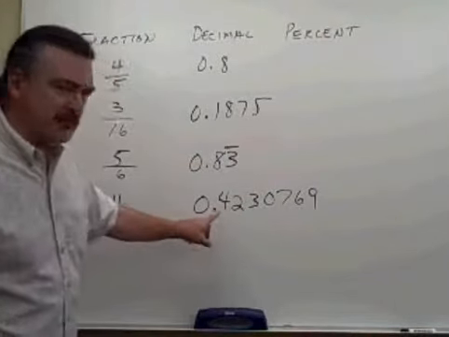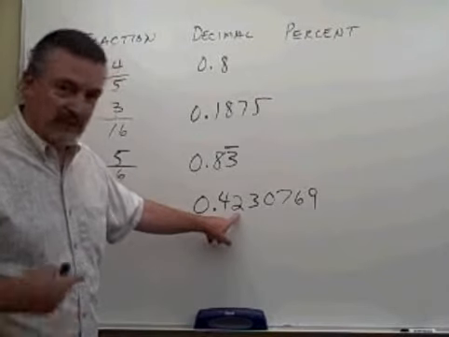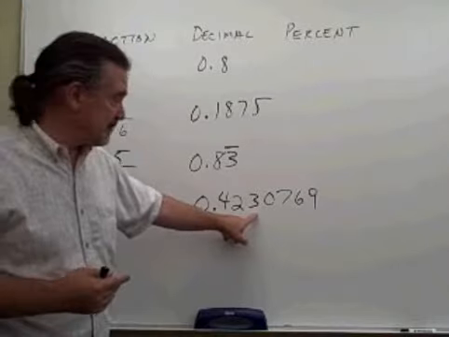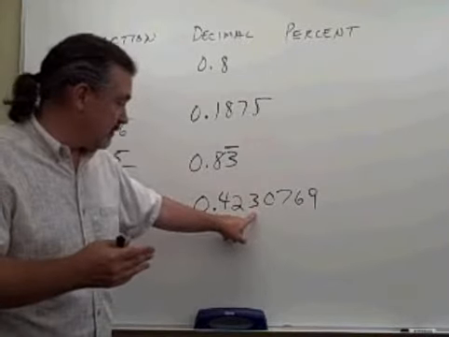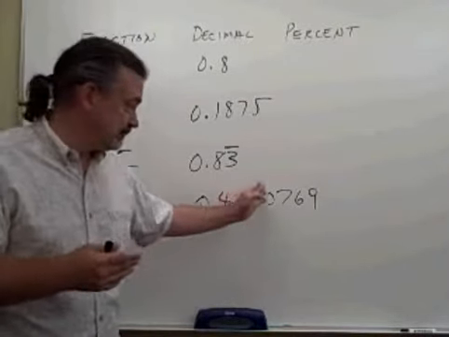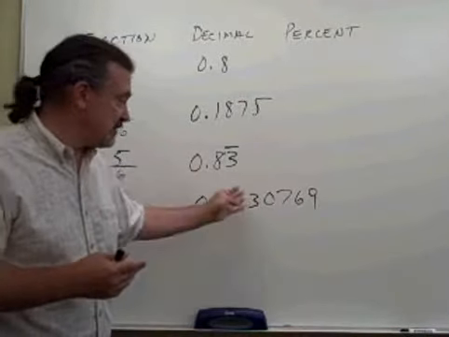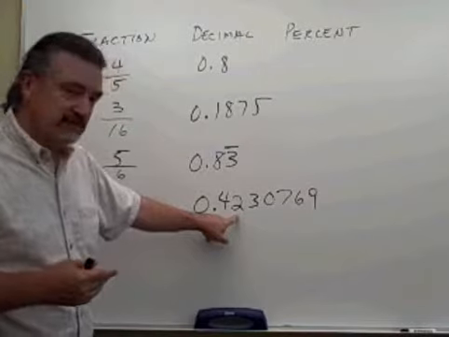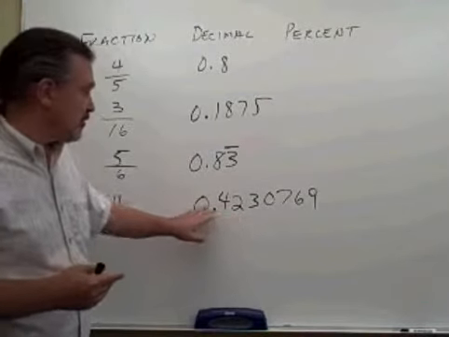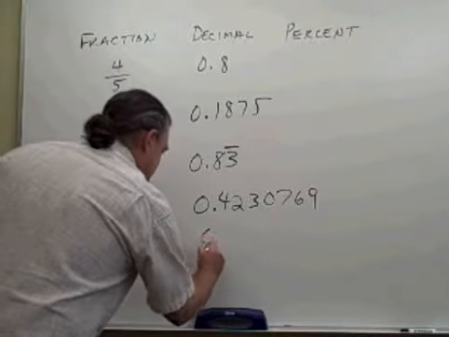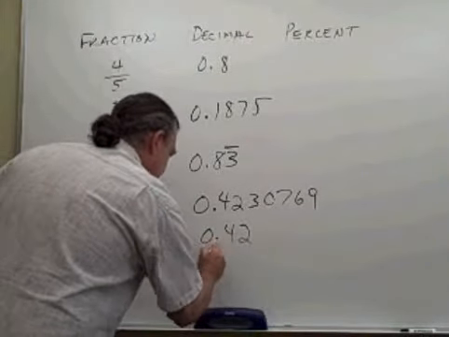Let's suppose we wanted to round this to the nearest hundredth. Do you remember how to do that? To round to the hundredth, you look at the thousandths place. If this is 5 or greater, you increase this by 1 and drop all the digits afterwards. If it's 4 or less, you simply drop the digits and leave that digit alone. So if we were going to round this to the nearest hundredth, it would simply be 0.42.